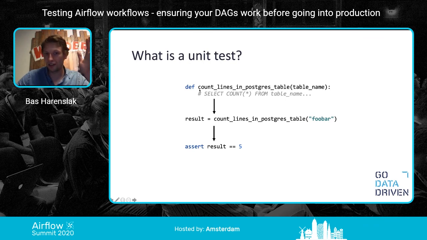So let's say you have a function called countLines in Postgres table. Given a table name, it does a select count. So your test could be: run the function, give it a table name foobar. Let's say we have a development Postgres database, and we know in this table foobar there are 5 rows. So we would assert that the result indeed equals 5. And that way, given a table name foobar to this function and receiving a value of 5, we know that basically the behavior of this function is correct.